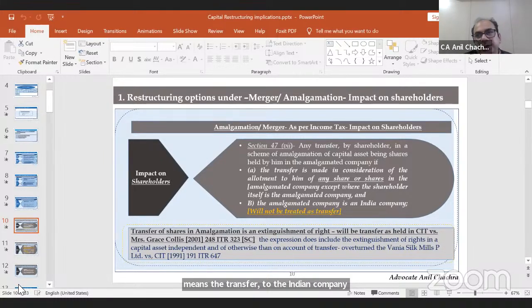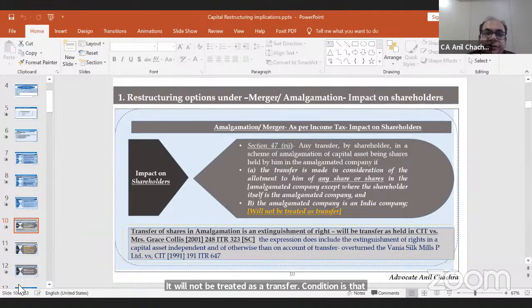Now the question is, in the previous slide, I mentioned that in the meaning of the word transfer, section 2, clause 47 says that any extinguishment of any right will be treated as a transfer. Now, if a particular shareholder is getting shares in the amalgamated company due to the amalgamation, it will not be treated as a transfer. The condition is that I am getting only shares.